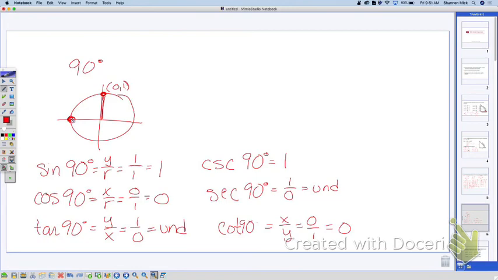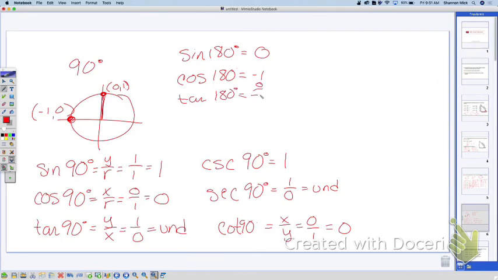Now, what's that going to change if I said 180? The point would be negative 1, 0. The sine of 180 would be 0, because sine is the y, which is 0. The cosine of 180 would be negative 1. And the tangent of 180 would be 0, because it'd be 0 over negative 1. So when you do the quadrantal angles, they're actually a lot easier. You just have to remember the ones and zeros.